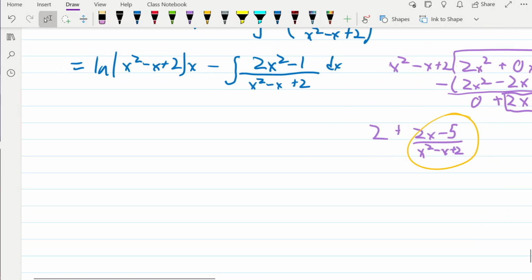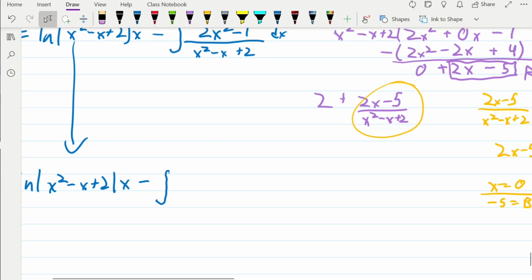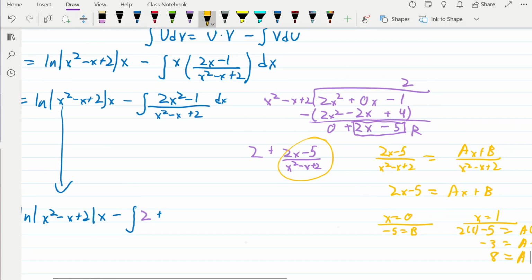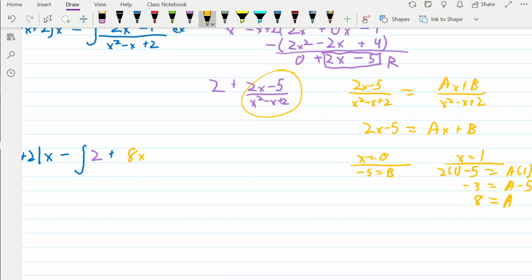All right, so now we can go back to our integral, which we're going to pull down. So it's going to be equal to ln x squared minus x plus 2 times x minus the integral of 2 plus, and then we have our partial fraction over here, which is going to be 8x minus 5 over x squared minus x plus 2 dx.